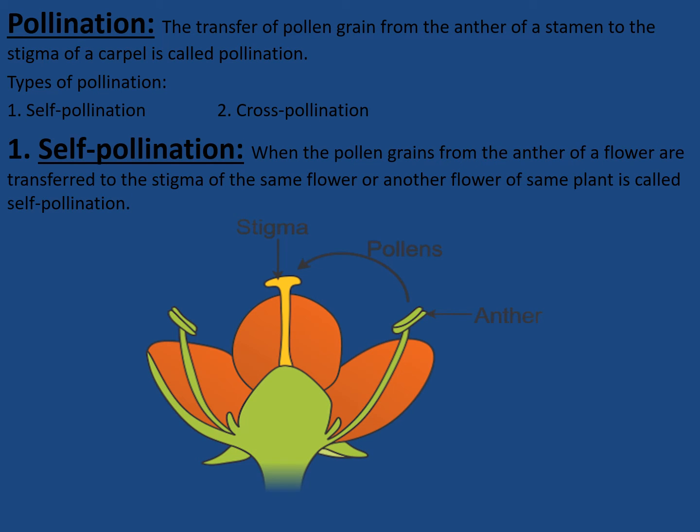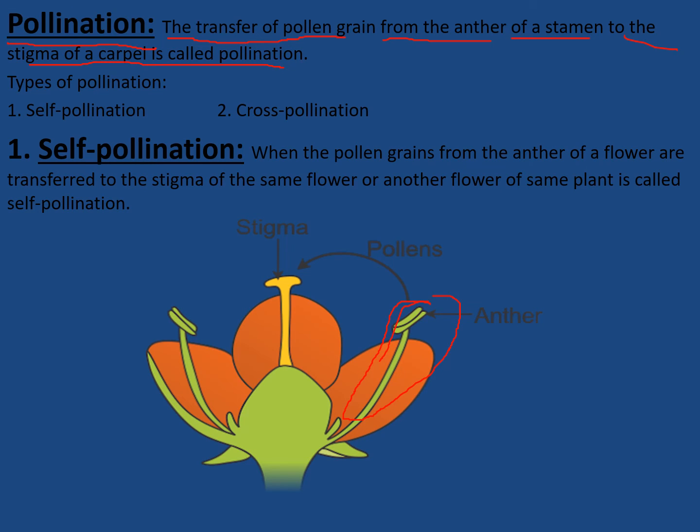Next page, that is pollination. What is meant by pollination? I think you already learned in class 4 what pollination is, right? Pollination is the transfer of pollen grain. Pollen grain is present where? Inside the stamen. From the anther of a stamen to the stigma of a carpel. Right, look here, this whole part is known as the stamen, right?